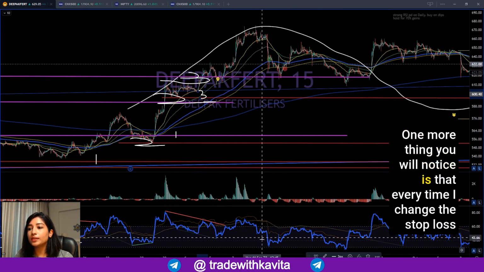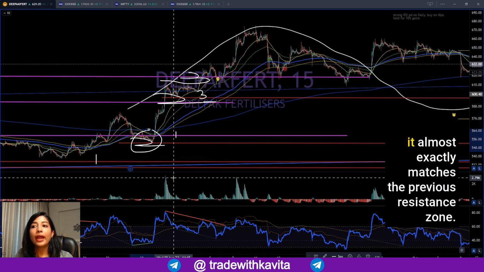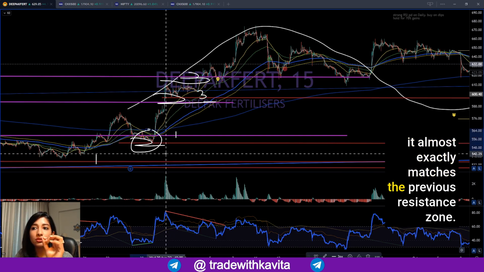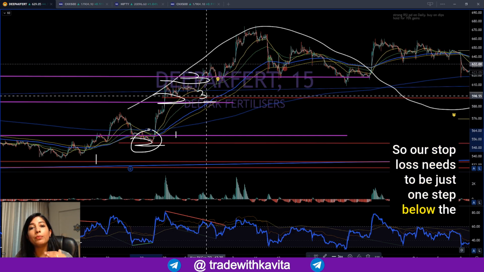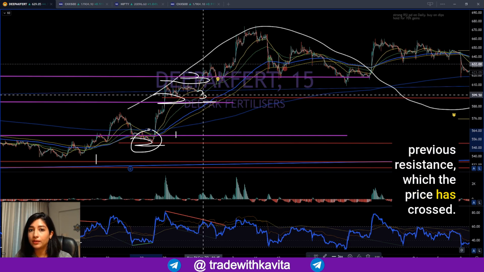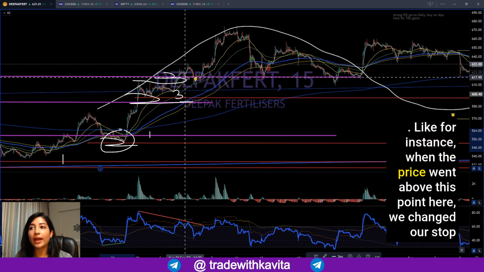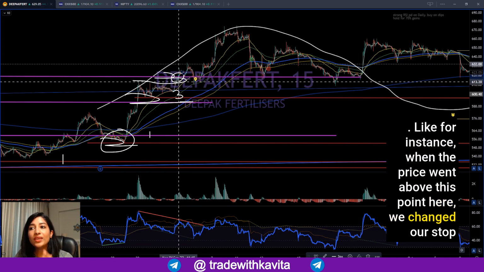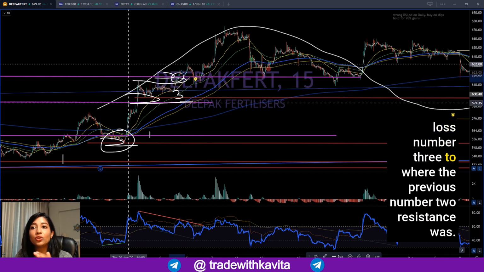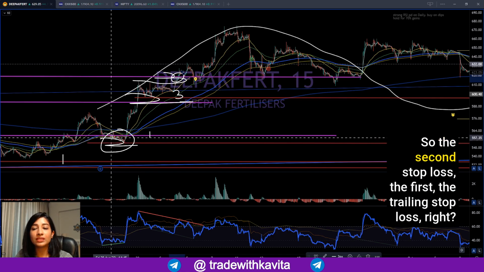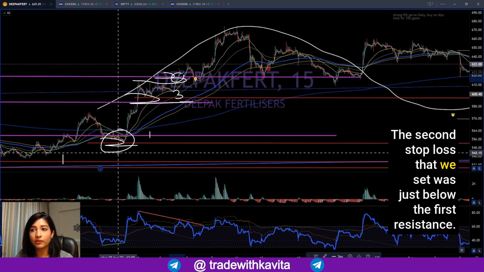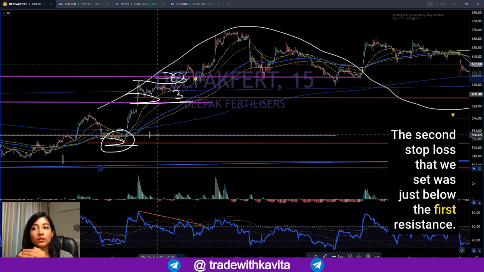One more thing you will notice is that every time I change the stop loss, it almost exactly matches the previous resistance zone. So our stop loss needs to be just one step below the previous resistance which the price has crossed. Like for instance, when the price went above this point here, we changed our stop loss number 3 to where the previous number 2 resistance was. 3 and 2, 1 and 2. They are all very close to each other. So the second stop loss, the trailing stop loss, right? The second stop loss that we set was just below the first resistance.